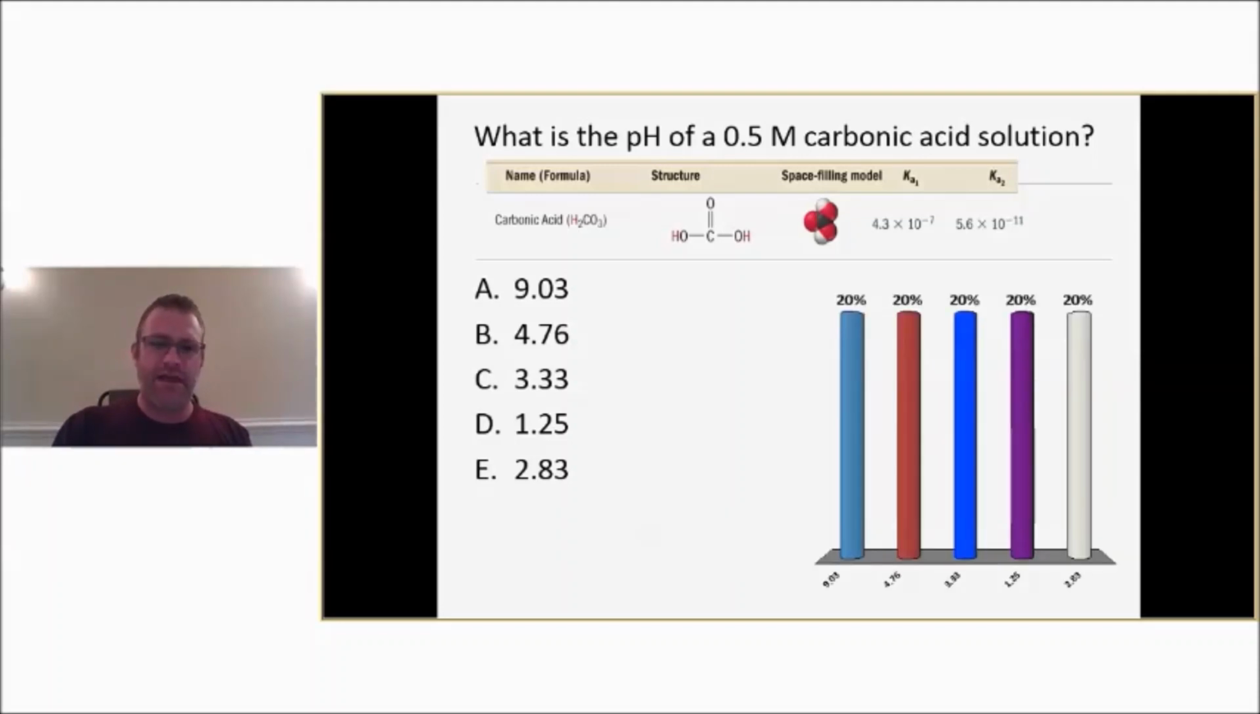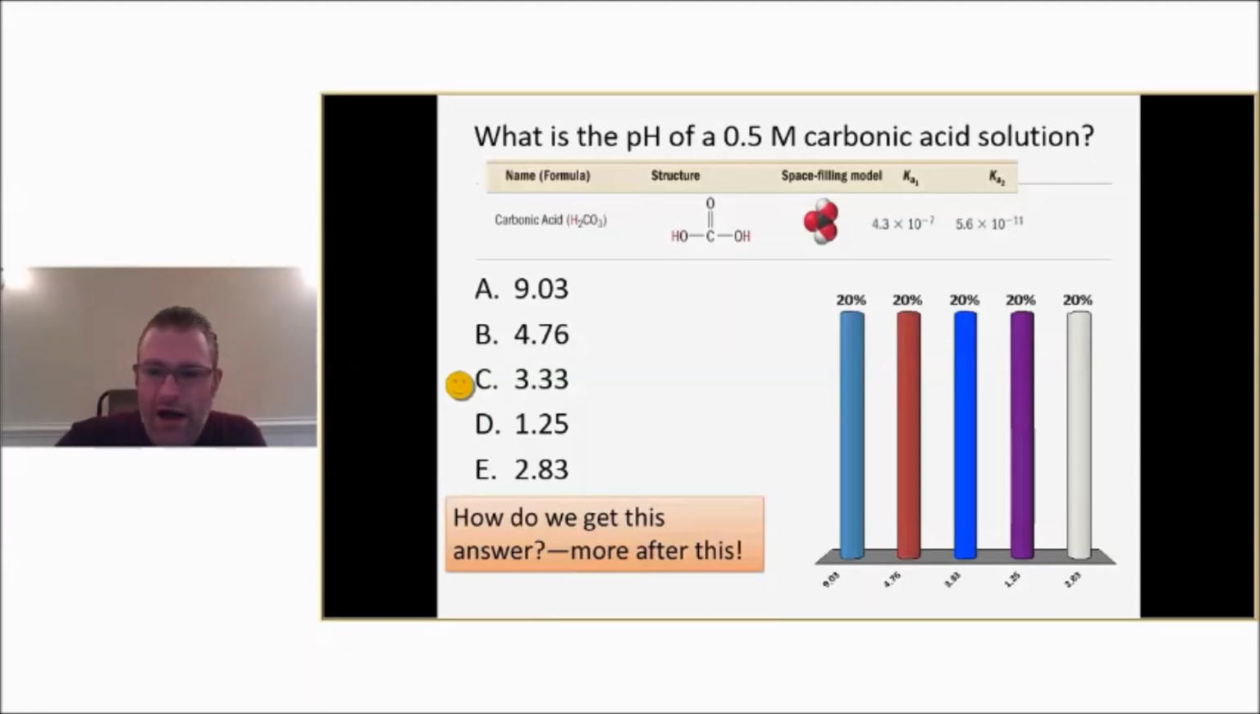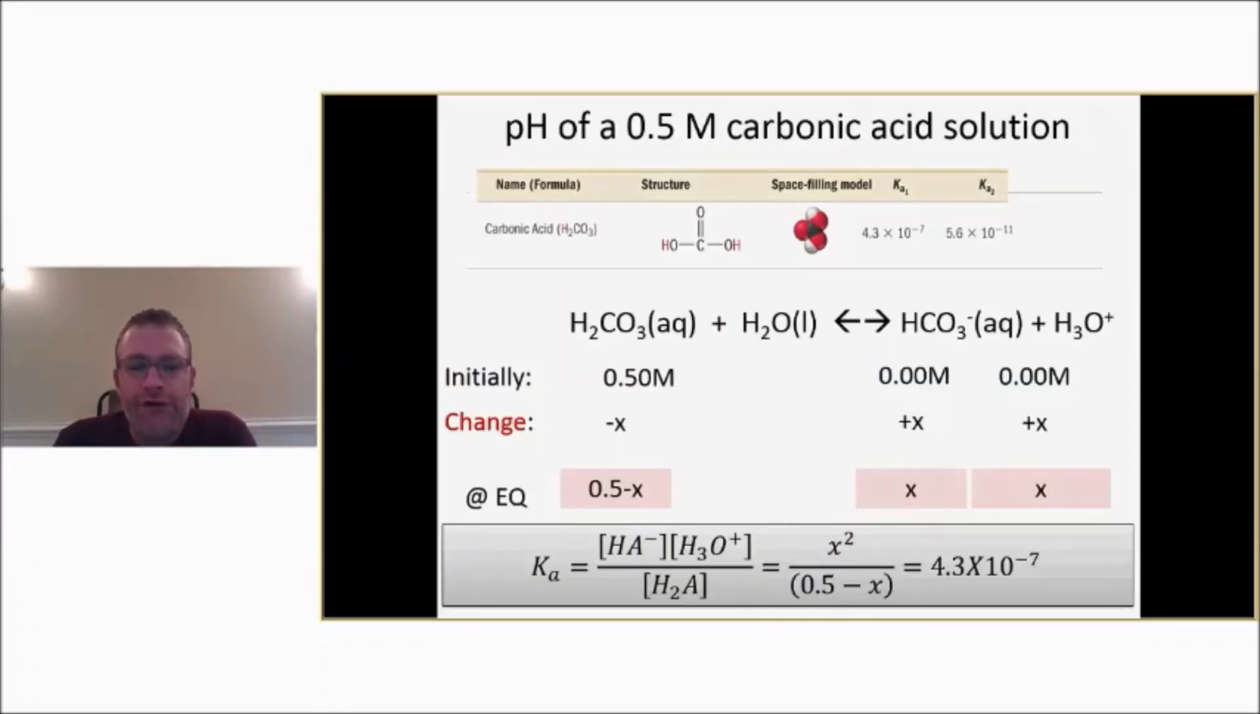Okay, so the answer for the question is 3.33. How do we get it? Well, our first equilibrium expression, we are doing the normal plug and chug, okay? So first we have H2CO3, okay? And we know that it will lose one of those protons to become HCO3 minus and H3O plus. And at equilibrium, we have this expression.